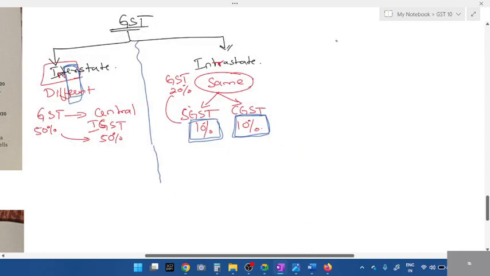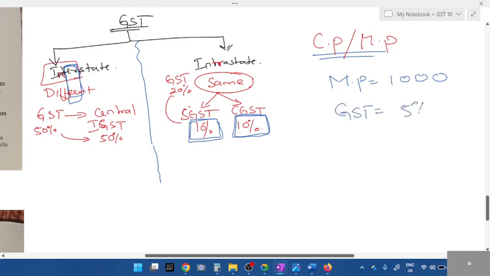Okay, tax amount. Now first, we can call it mark price, cost price, anything. It depends on the question, how they said. So the meanings are the same, mark price or cost price. Now I'll take mark price as 1000, and GST is equal to 5%. Then we need to just calculate the GST amount, not the overall cost price.